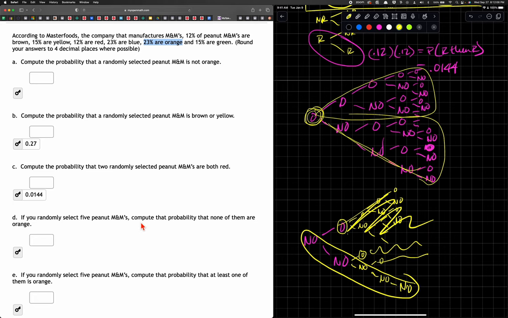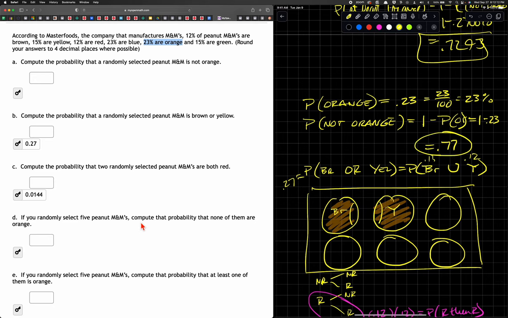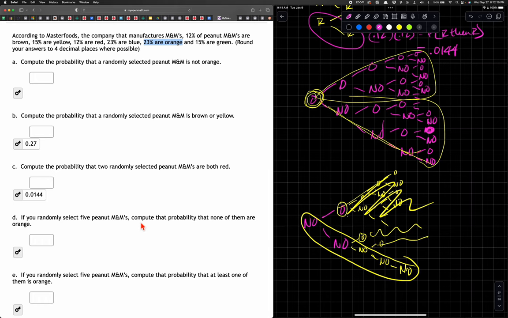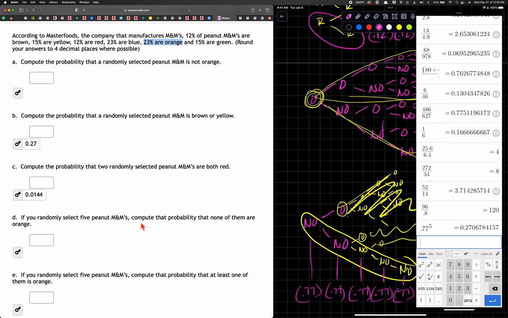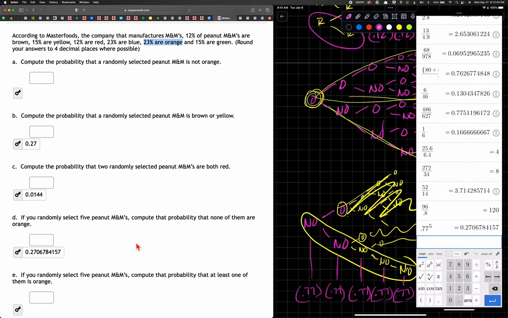Now what's the probability of that one? Well, we figured out earlier the probability of not orange is 0.77. So to calculate this, we have 0.77 times 0.77 times 0.77 times 0.77 times 0.77. So 0.77 to the fifth, which is 0.2706784157. Okay? So that's that one.